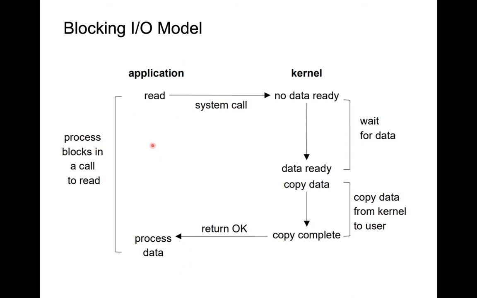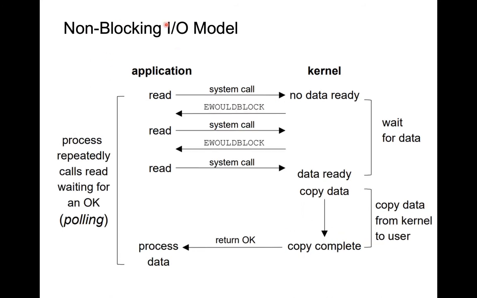In this case, the system call is blocked till the data is ready. The application has to wait until the data is available for it. This kind of IO model is called the blocking IO model.